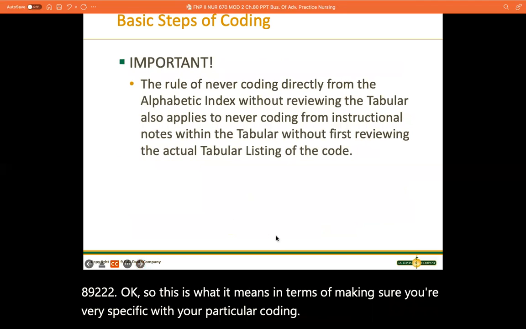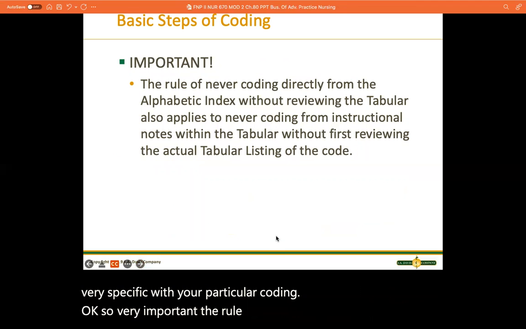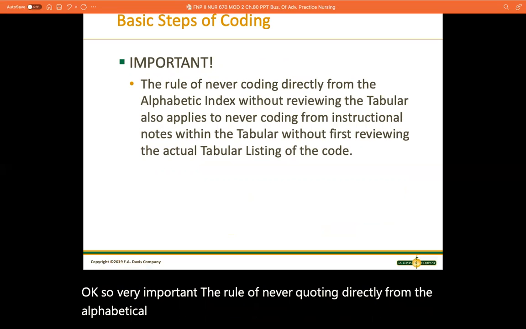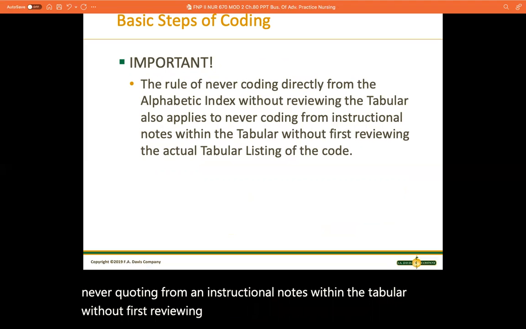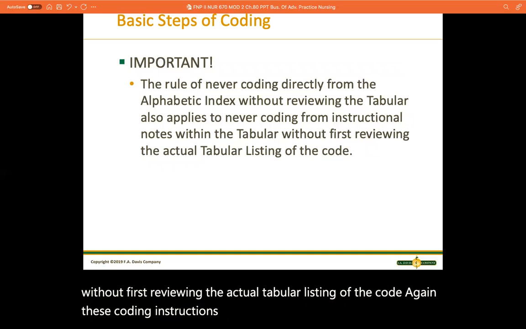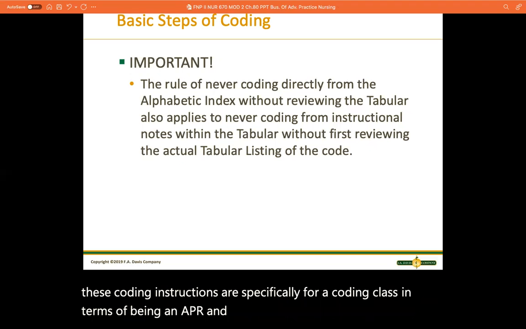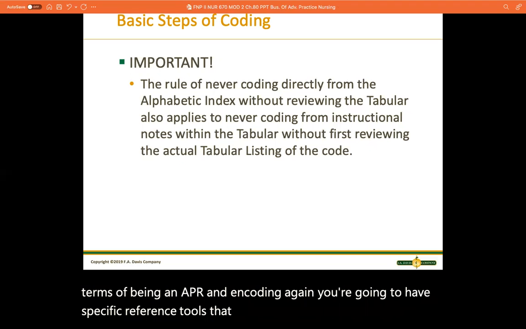Okay, so very important: the rule of never coding directly from the alphabetical index without reviewing the tabular also applies to never coding from instructional notes within the tabular without first reviewing the actual tabular listing of the code. Again, these coding instructions are specifically for a coding class. In terms of being an APRN in coding, you're going to have specific reference tools that you're going to use to figure out your codes.